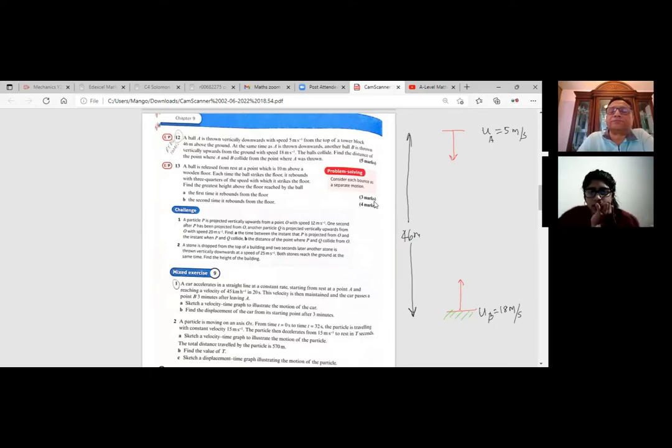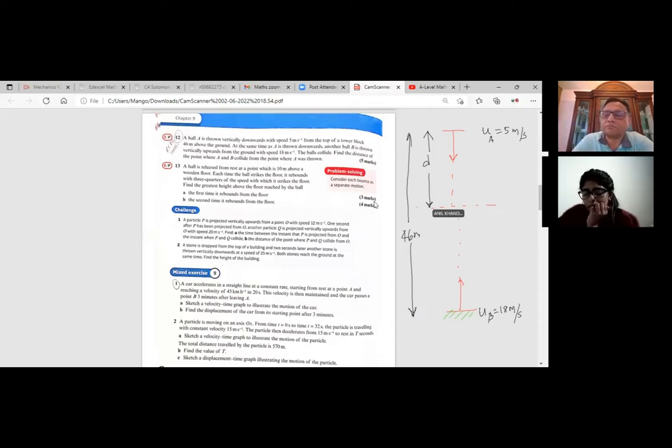The ball collides. Find the distance of the point where A and B collide from the point where A was thrown, right? So let us assume that they collide somewhere in between. Let's say they collide in this position, and we have to find the distance of the point from above. Let's say this distance is D, which we need to find, right?